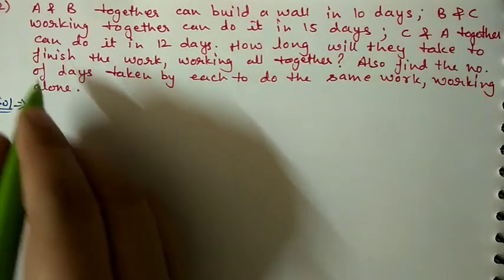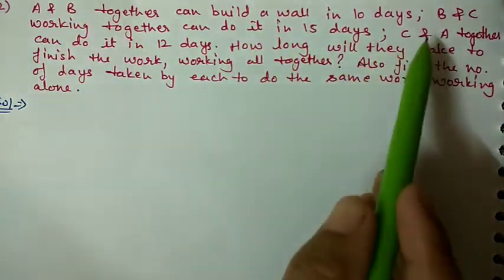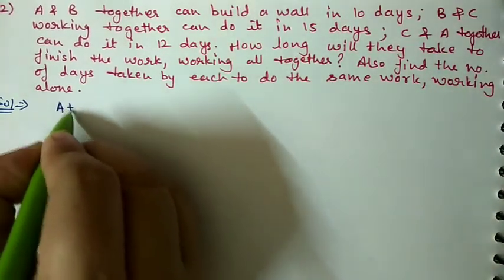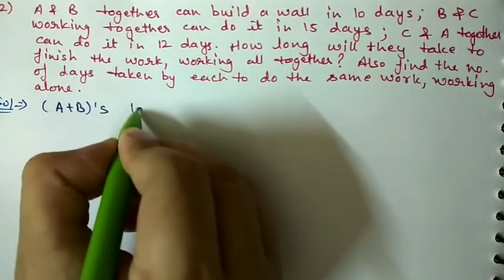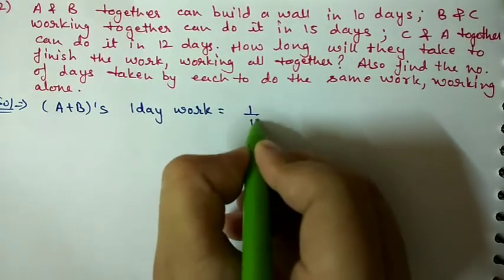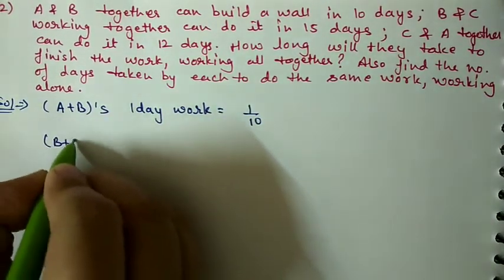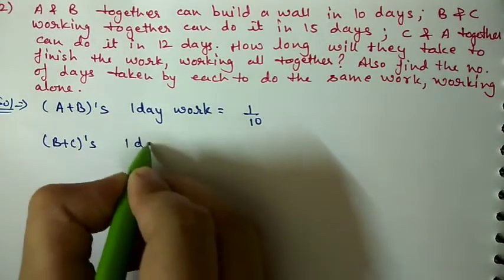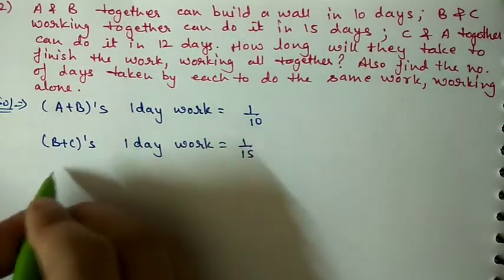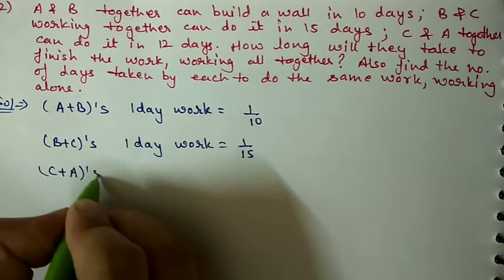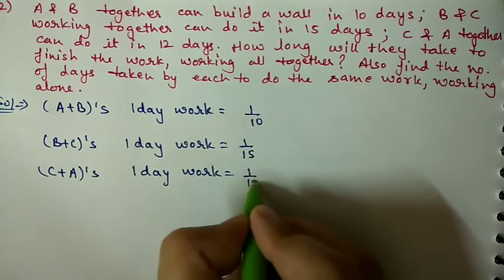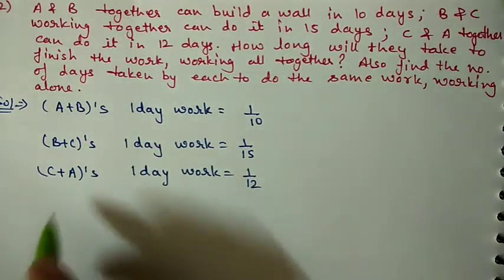So first they have given here A plus B's, B plus C's and C plus A's work. So first we will find out their one day work. A plus B's one day work will be 1 by 10. Same, then B plus C's one day work will be 1 by 15, and C plus A's one day work will be 1 by 12.